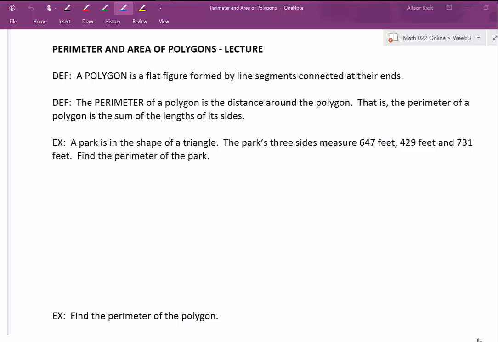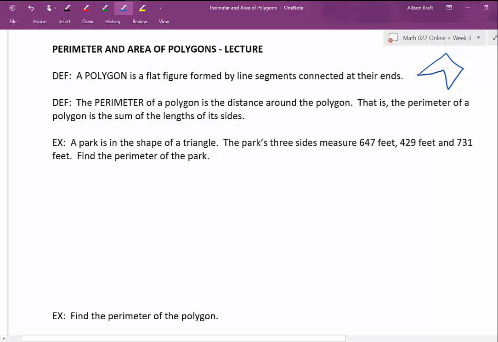In this lecture, we'll be talking about the perimeter and area of polygons. A polygon is a flat figure formed by line segments connected at their ends. It's a whole bunch of straight lines, so any shape that you can make by just making a whole bunch of straight lines and making sure the ends connect gives you a polygon.